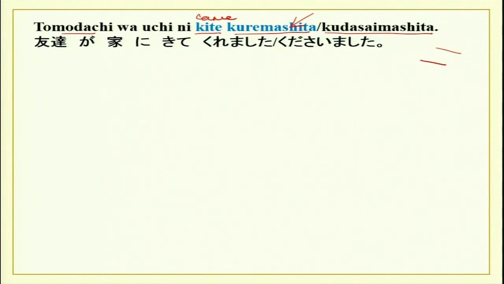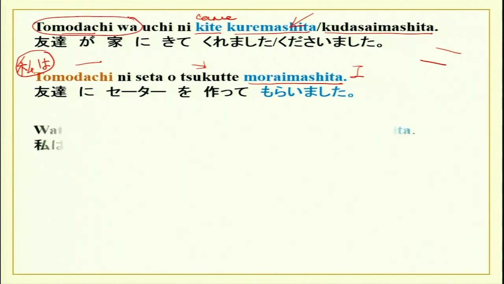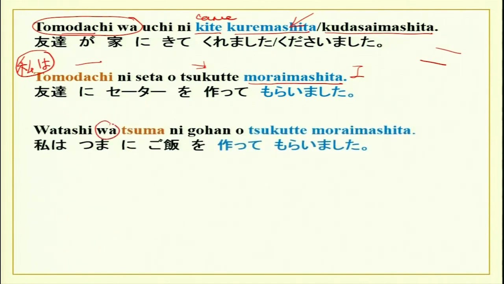So, they came over. Now, you have to look at this very, very carefully. Tomodachi ni seta o tsukutte moraimashita. So, the friend made it and who received? I received the favor. I received the sweater. So, watashi wa is missing over here. This is very, very important. You will see just now why it is important. Watashi wa tsuma ni gohan o tsukutte moraimashita, she made and I got.